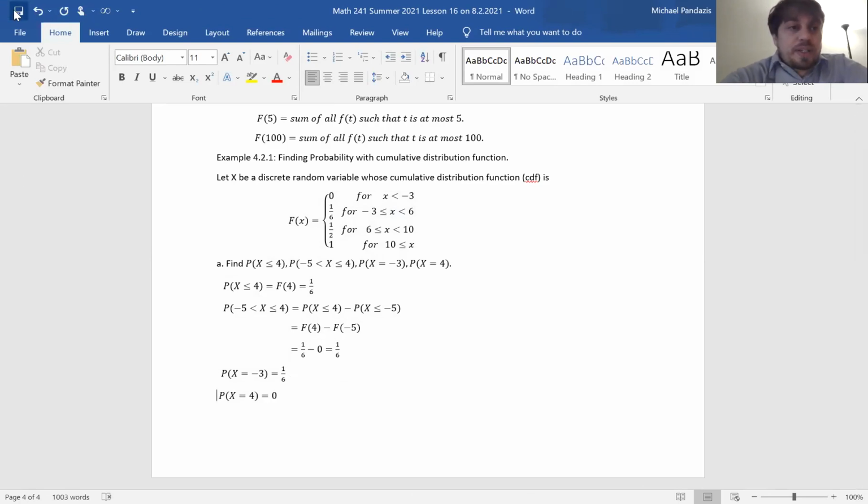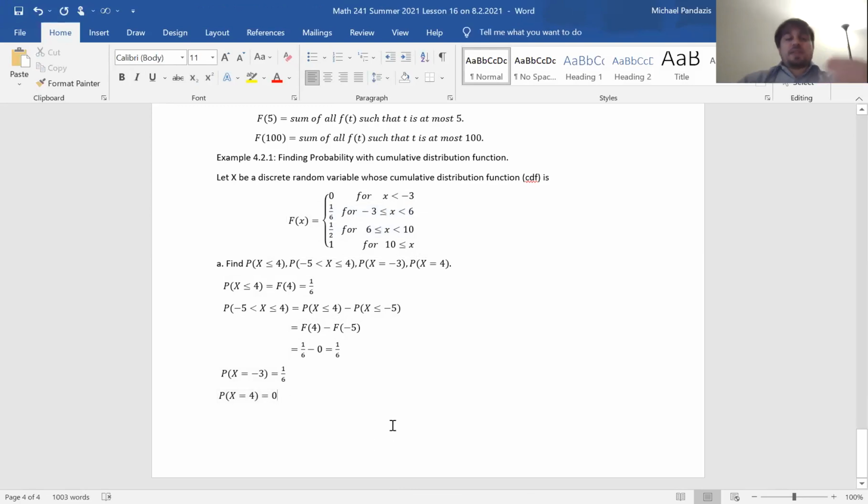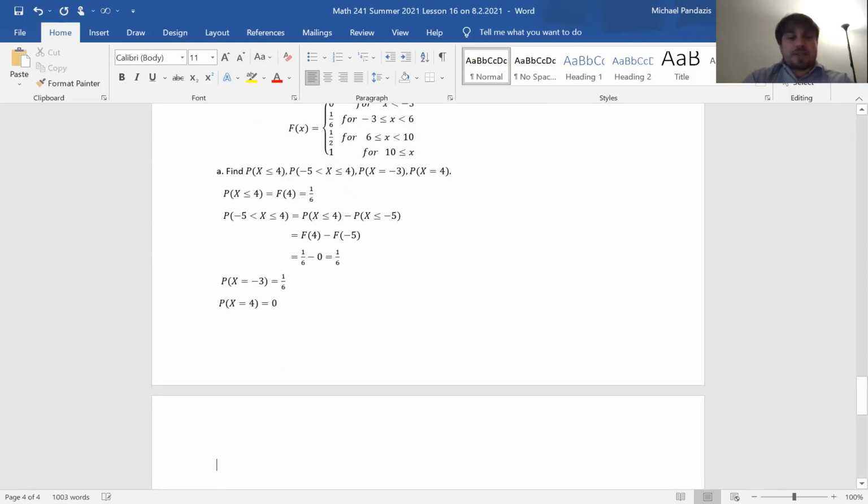when I ask you this probability, because you're looking at this interval and the CDF is saying 1/6, but the probability that x equals 4 is 0. And again, it's because there's no jump here. Cumulatively, when you're adding the probabilities of possible values of capital X, this is telling you that when you add the probability that x equals 4, you're not adding anything. It stays 1/6. So that means the probability of X equaling 4 is 0. Okay. And so that is part A. And so that concludes this problem.